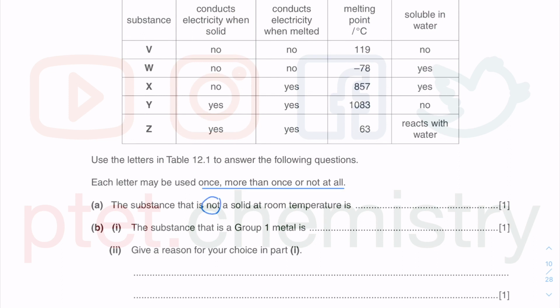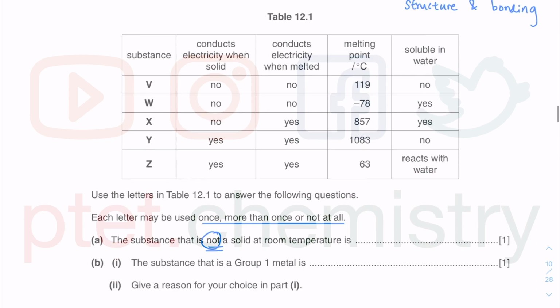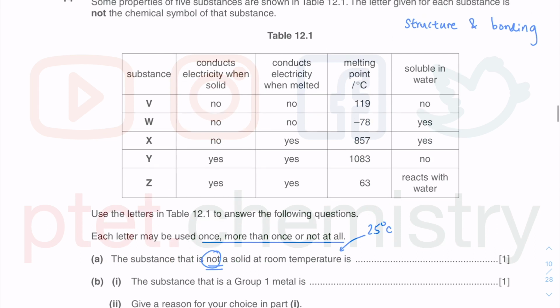You're looking for not a solid at room temperature. Room temperature is 25 degrees Celsius. As you know, melting is from solid to liquid. So at 25 degrees Celsius, you haven't melted yet because you require 119 degrees Celsius to melt. So this is still a solid. Minus 78, you already melted. By the time you reach 25 degrees Celsius, you are probably already a liquid.